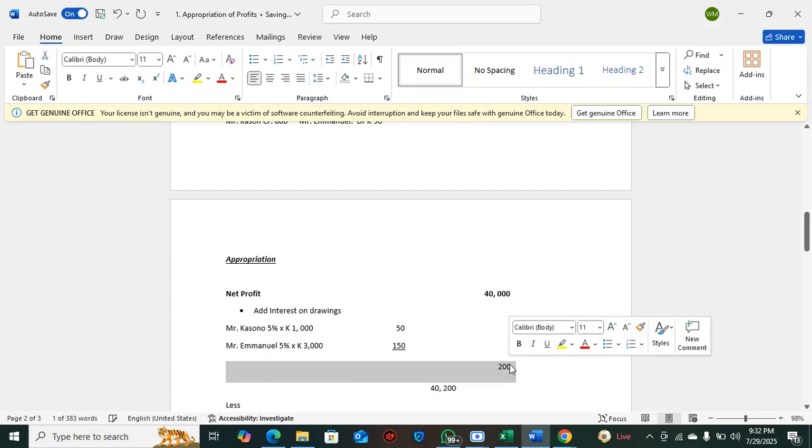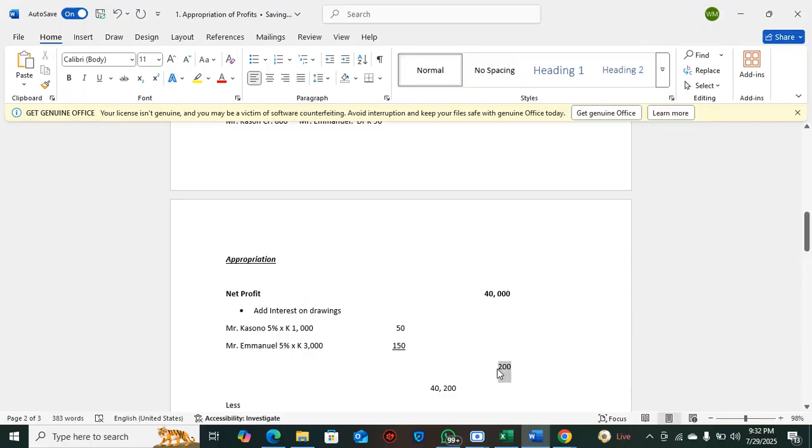And this 200, you're going to add to the net profit, and you get 40,200 kwacha. Any questions before we move to the next part?